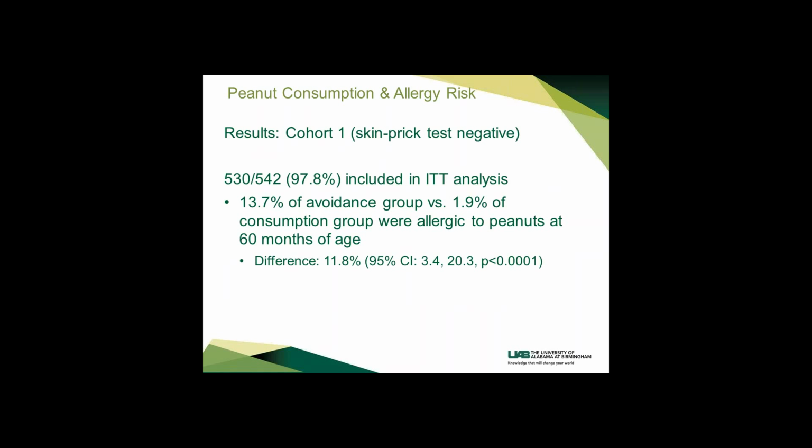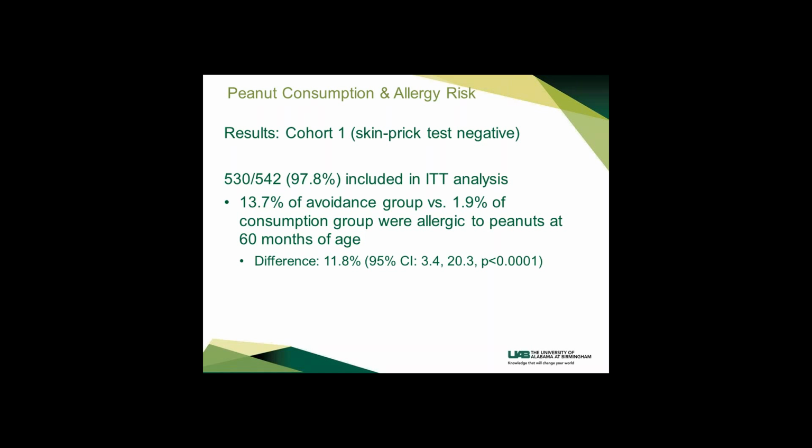So I'm going to go through the results now just so we can talk about what happened. Cohort 1 was a skin prick negative test. So these were kids that didn't exhibit a propensity towards an allergy. 530 of 542 were included in this intention to treat analysis. Those 12 were excluded because in further testing, they were already showing that they had peanut allergies. It's not ethical really to give kids peanuts if they already have a peanut allergy. So those kids were excluded.